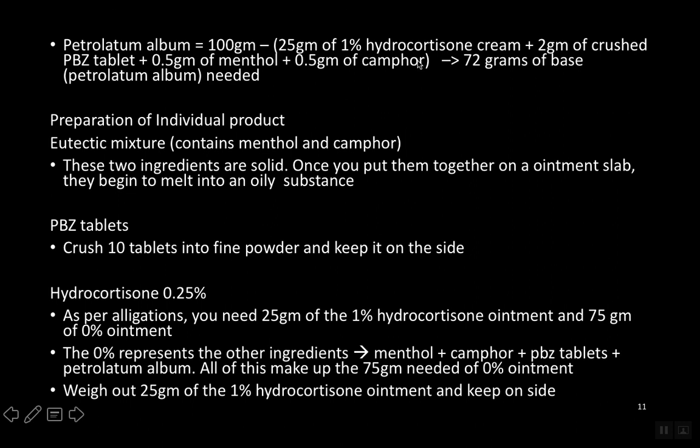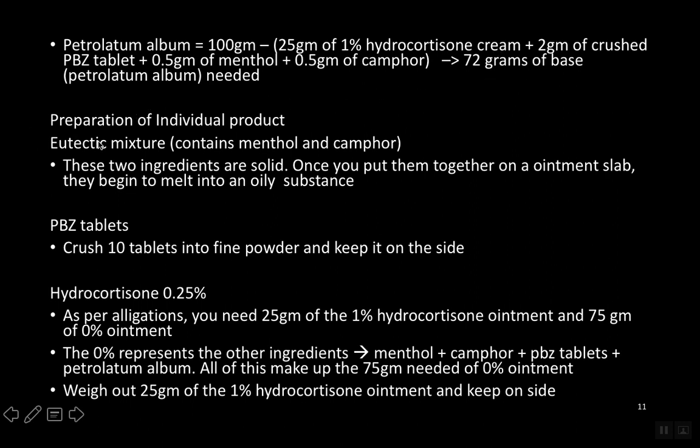So 2 grams, does that make sense? Each one is 200 milligrams, and you need 10 tablets in order to get the 500 milligrams. So 2 grams of crushed PBZ tablet, 0.5 grams of the menthol, and 0.5 grams of the camphor. 72 grams of base will be needed, because 100 minus all of these will give you 72.